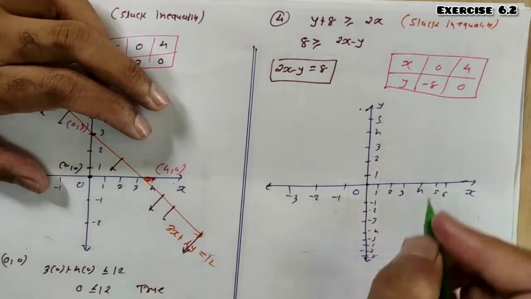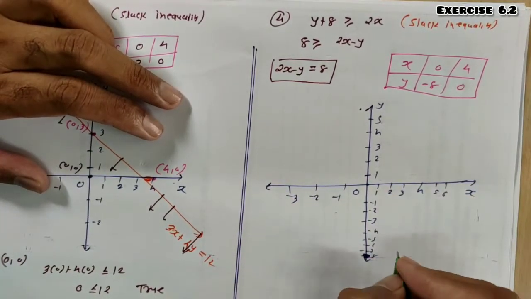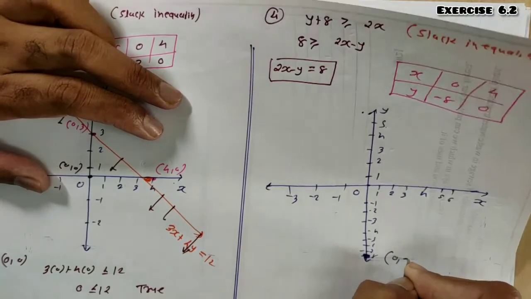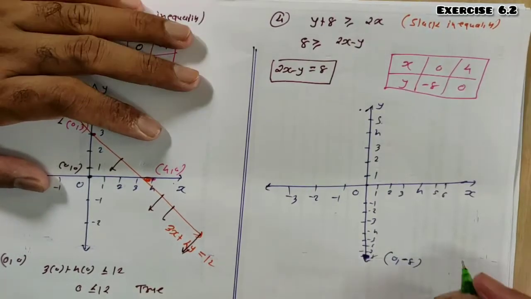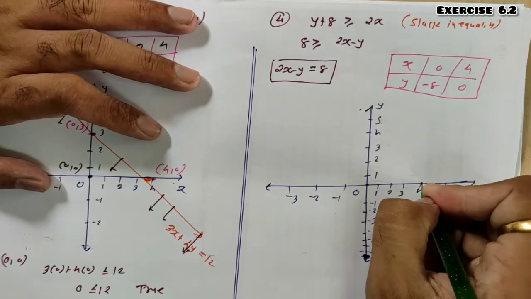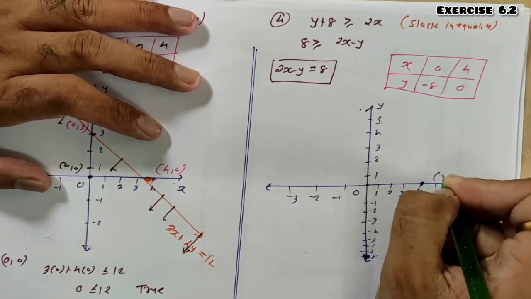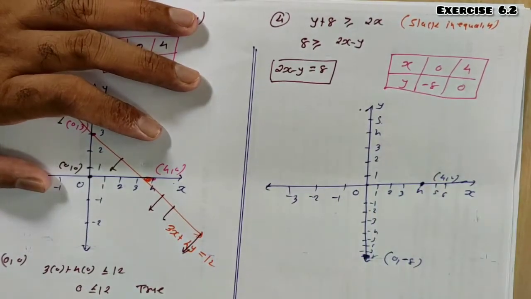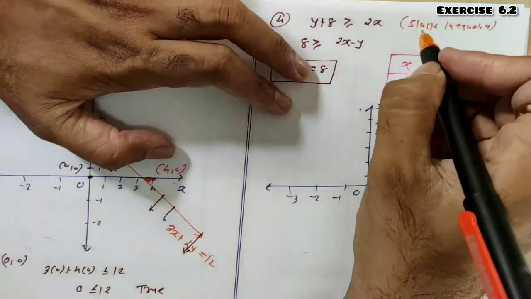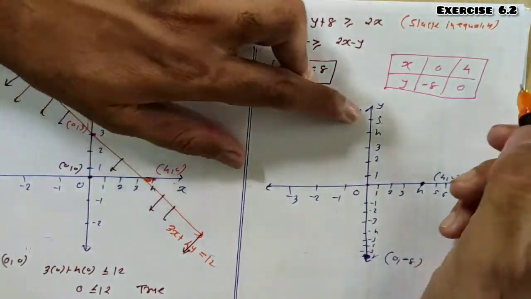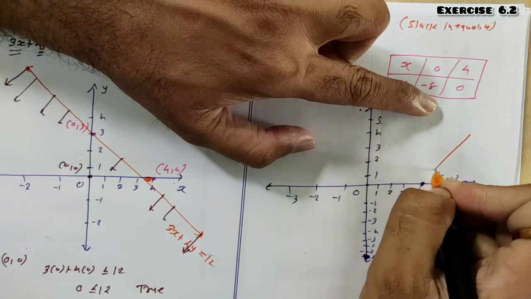So first point is x 0, y minus 8. And second point x 4, y 0. So join these 2 points and we will get the straight line. Here a slack inequality is there, so we have to draw the solid line. So this line.